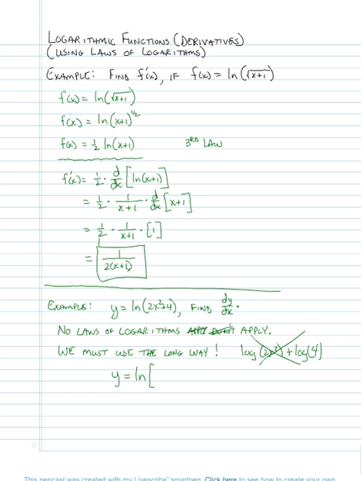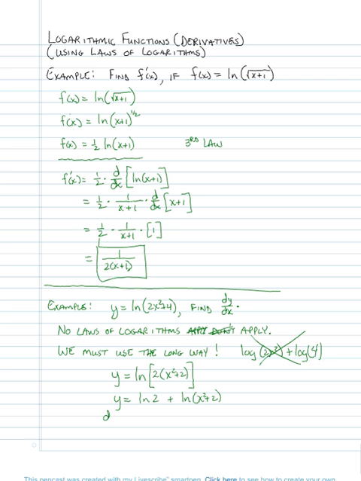So we could actually take that 2x squared plus 4 and write it as 2 times x squared plus 2. Now, that's not going to be real helpful to us, but we could write that then as a logarithm of 2 plus the logarithm of x squared plus 2. So we could take that step.